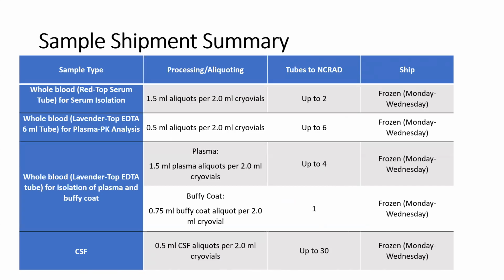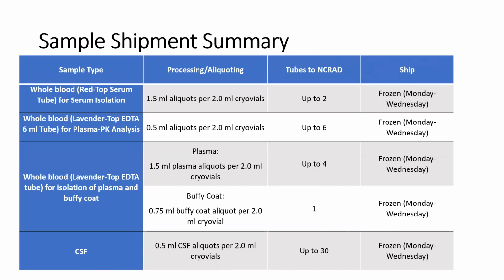And any buffy coats we have, we'll be expecting around 750 microliters of a buffy coat in the 2 ml cryovial with the clear cap. We'll be expecting 1 of those. And then for CSF, we'll be expecting 0.5 ml aliquots in the 2 ml cryovials and up to 30 of those in the orange cap cryovials.